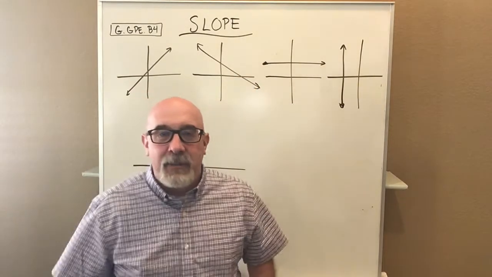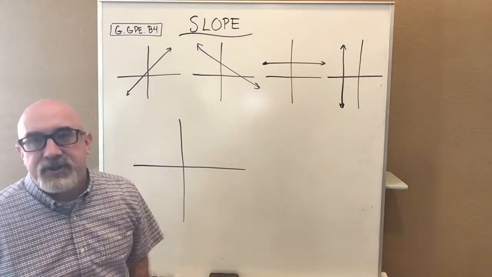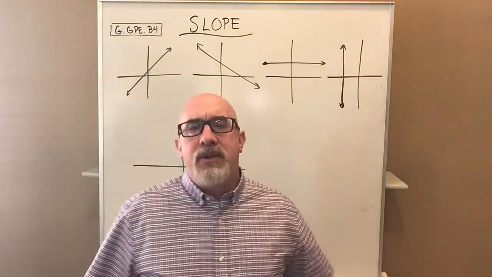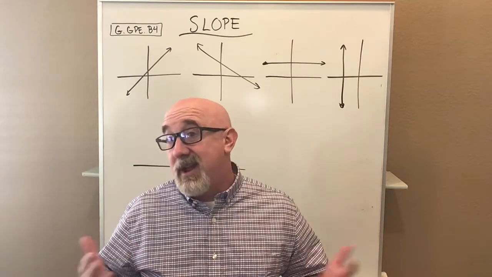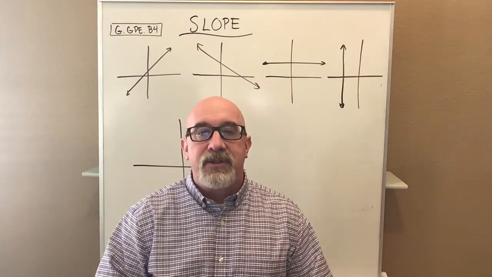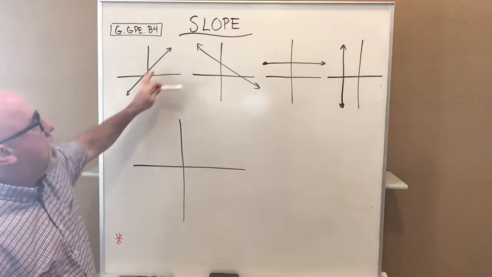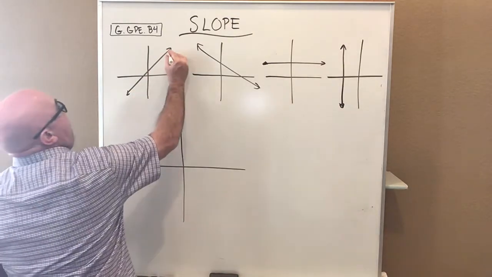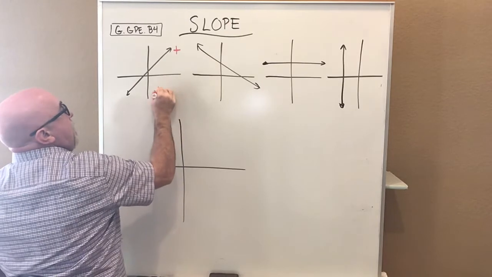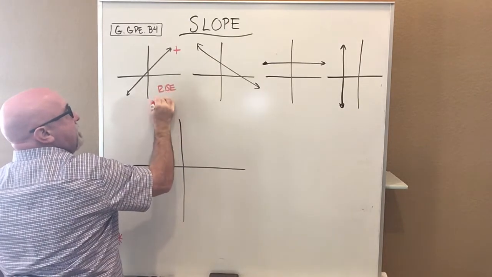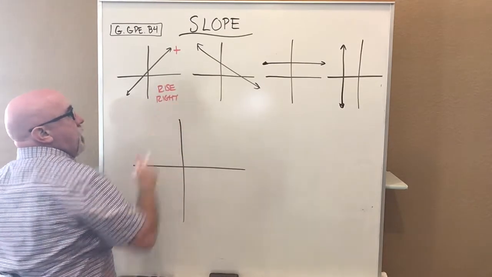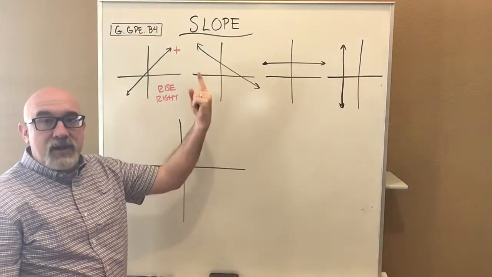All right, let's begin by talking a little bit about our friend slope. So this is an essential part of lines and graphing lines, and so there are some basic setups here. This line here has what we call a positive slope. A way to think about that is it rises as it goes to the right. So as we move to the right, it's on its way up.